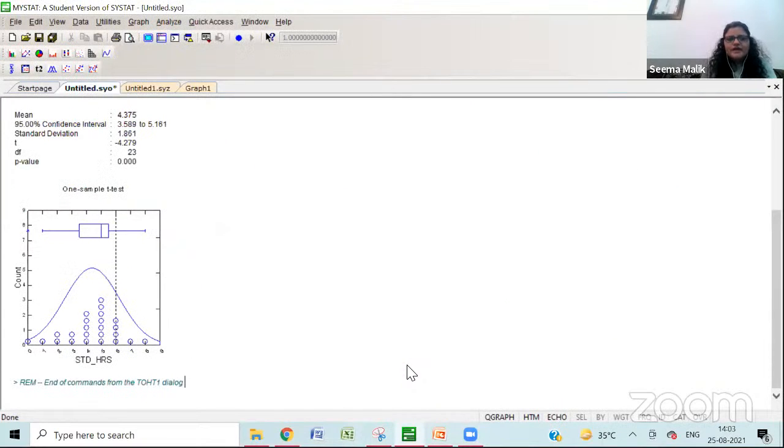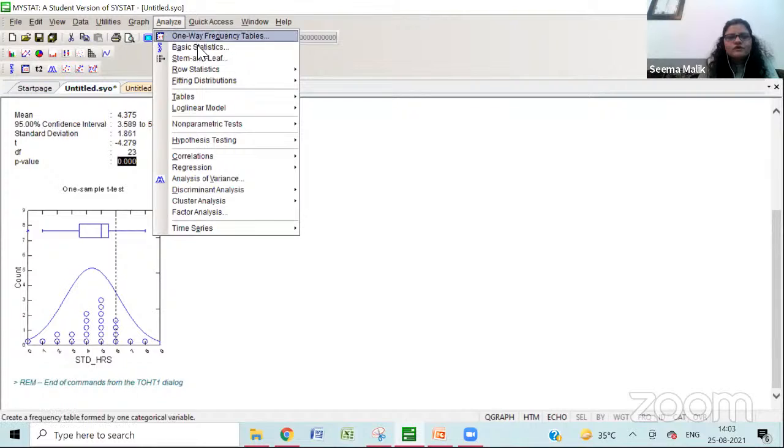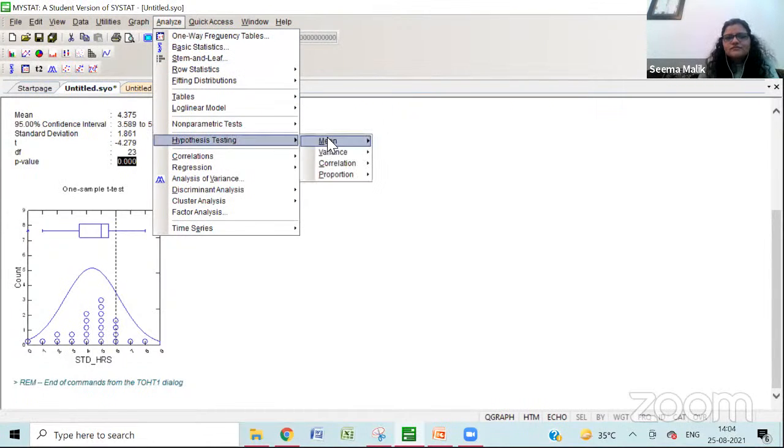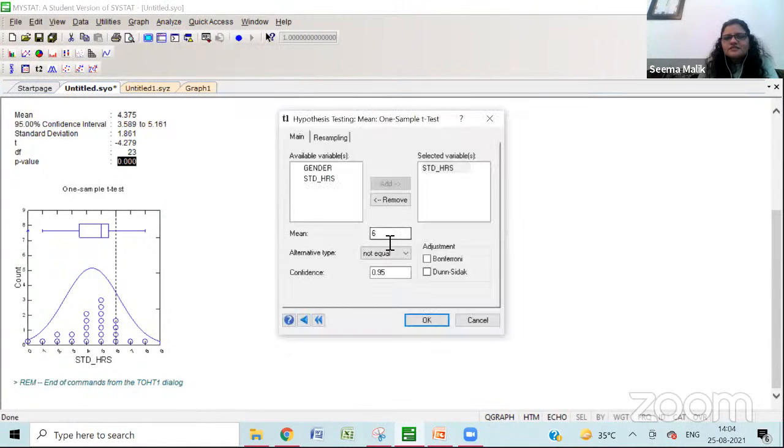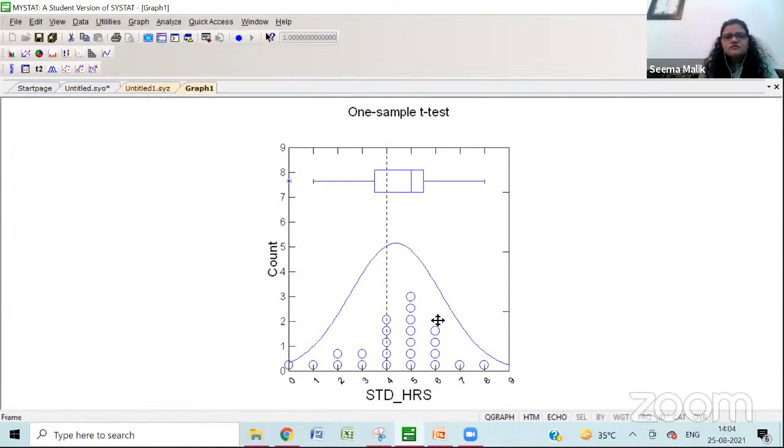I applied this test with the hypothesized value 6, and my hypothesis got rejected. What if the test value is, sorry, 4? So I go to hypothesis testing, then mean, and then one sample t-test. Now I'm running this test with value 4. Now see the results.